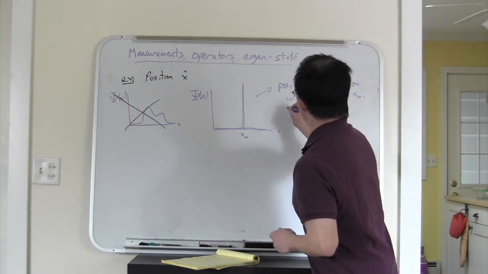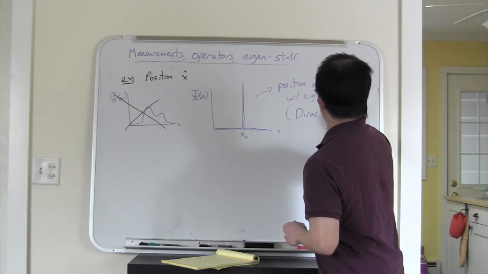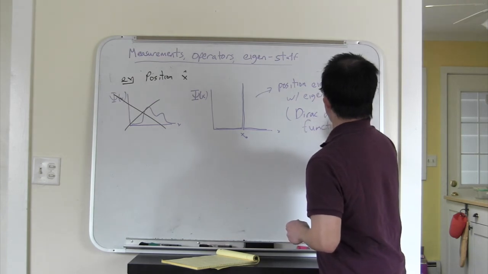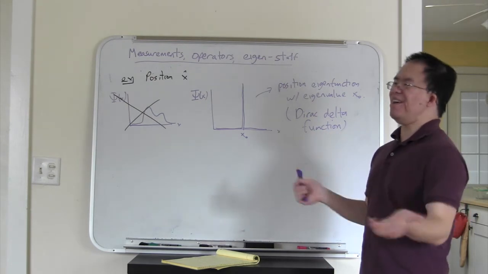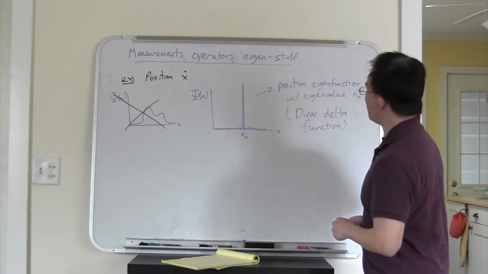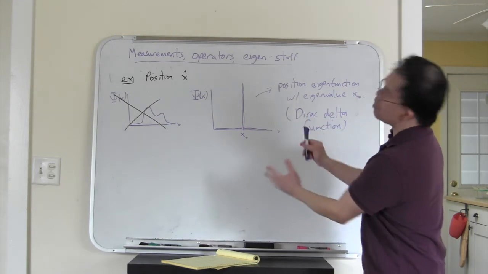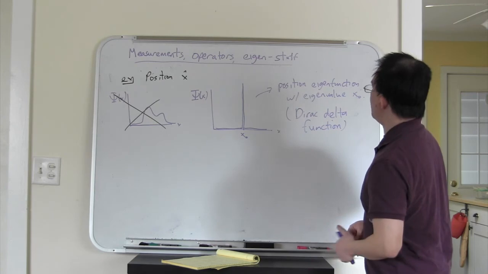This is called a Dirac delta function. And I'm not going to say more about it for now, except to say that there are ways to put this on more or less a firm footing, but you should really just think of this as a very sharp, very narrow spike.